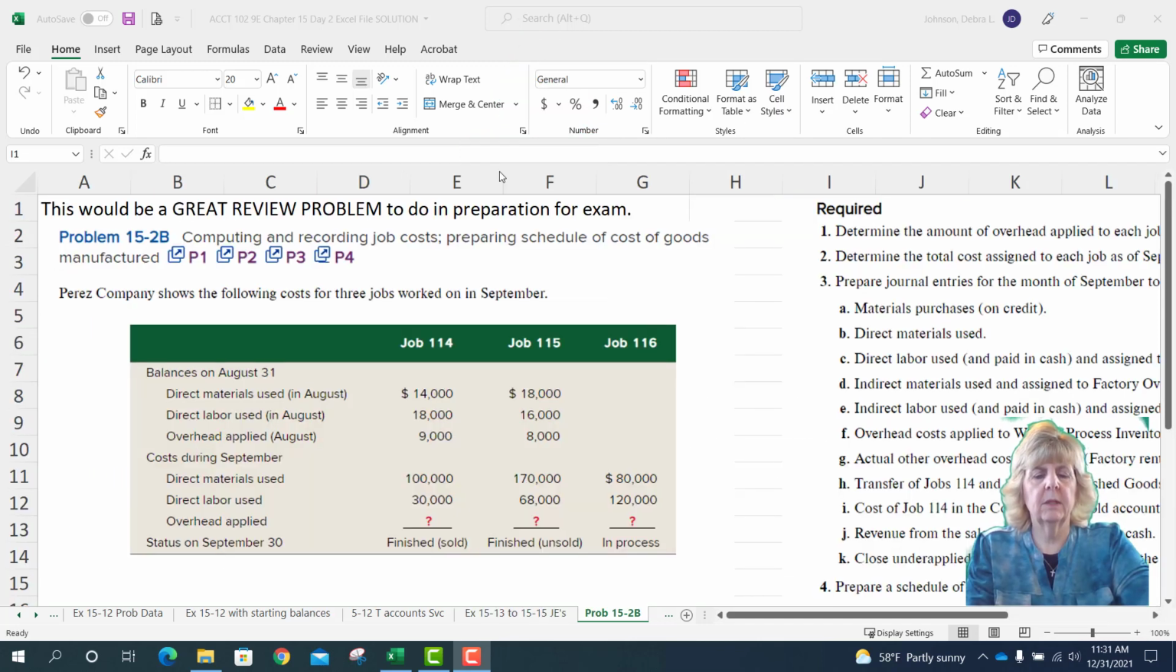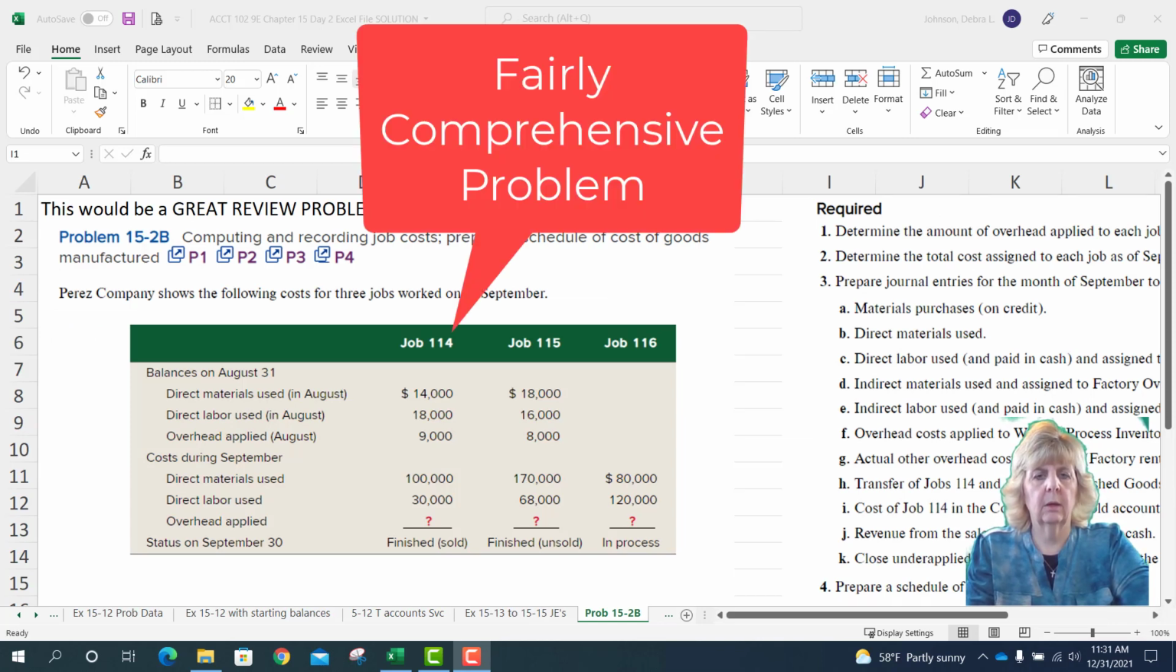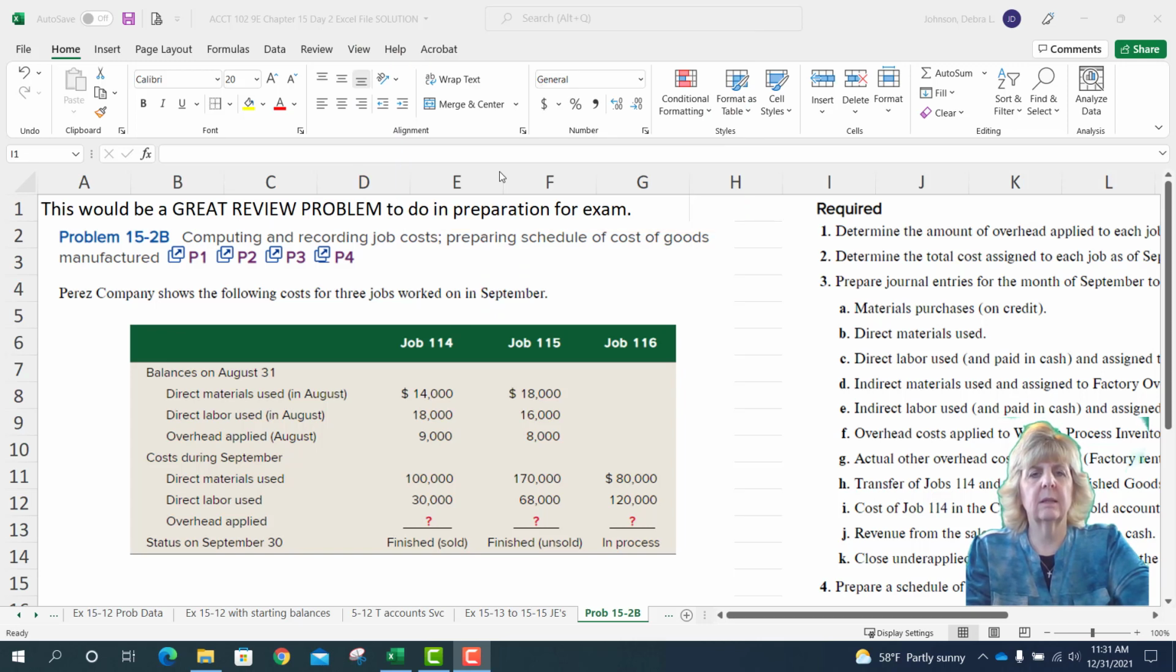Our last problem of the day is also the most time-consuming. There are many parts to this problem. As you'll notice at the top of the screen, I would strongly encourage you to do a problem like this prior to the exam. The exam problem will not be this lengthy. However, if you can do a problem with 3 different jobs in various stages of production, then the test problem will be a piece of cake for you. Let's read through this together and we'll work through this rather long problem in steps. Once again, we are focusing on the job order cost system.